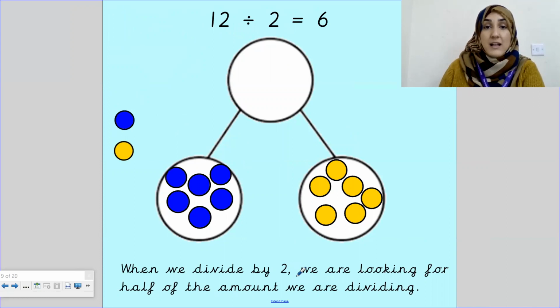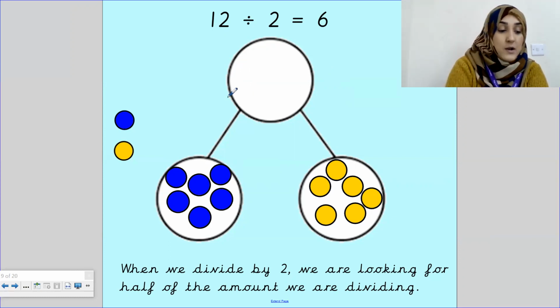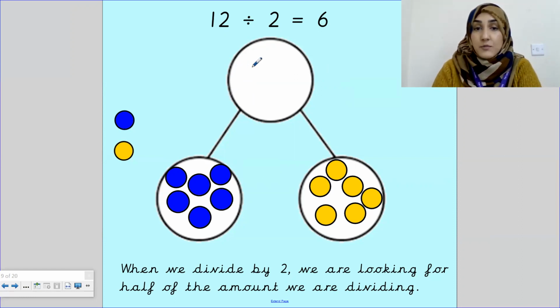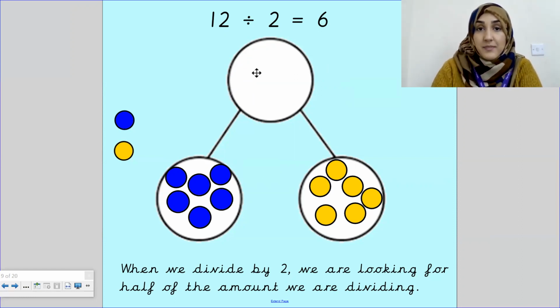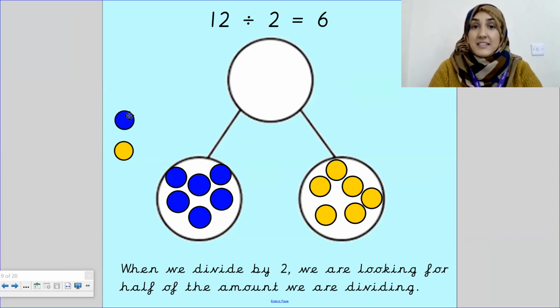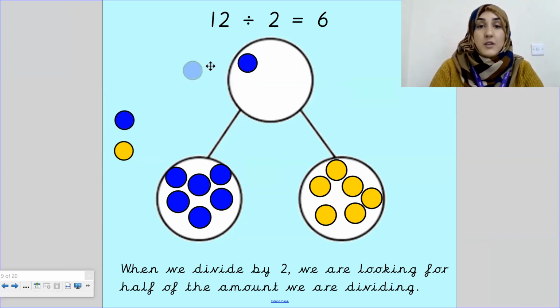So 12 counters. Now I can't see what it says at the top. 12 counters divided by 2 equals 6. Okay, so now what number or how many counters need to be in the whole? Can you tell me? Fantastic, 12. Let's count them out. 1, 2, 3, 4, 5, 6.